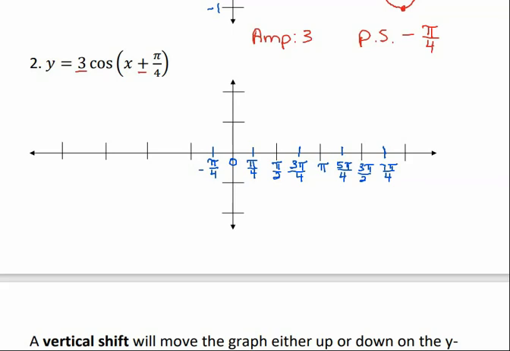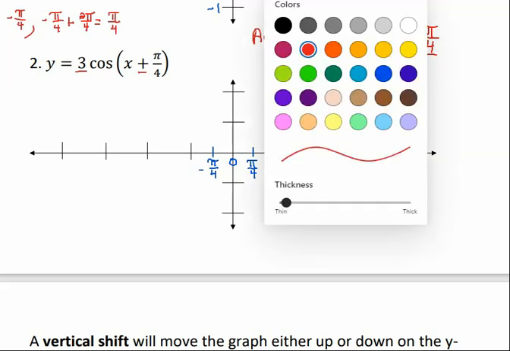So if I start at negative pi over 4, let me do it over here. So I have negative pi over 4, that's my first mark. And then if I have negative pi over 4 and I add pi over 2, which would be the same thing as 2 pi over 4, that would be at a positive pi over 4. That's my next mark. Let me circle these.